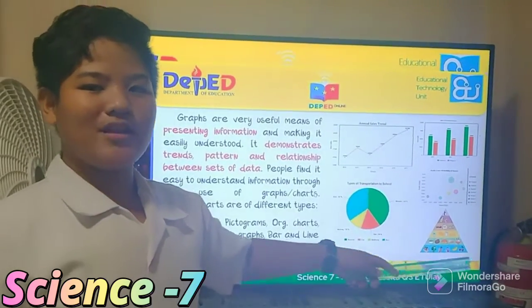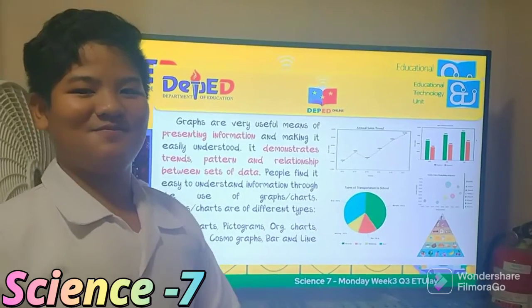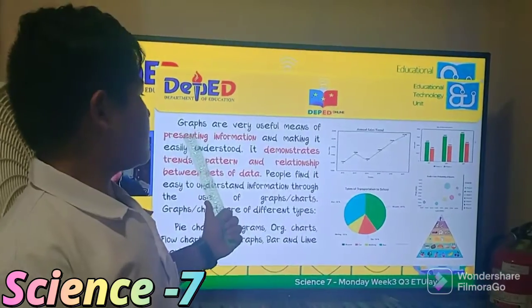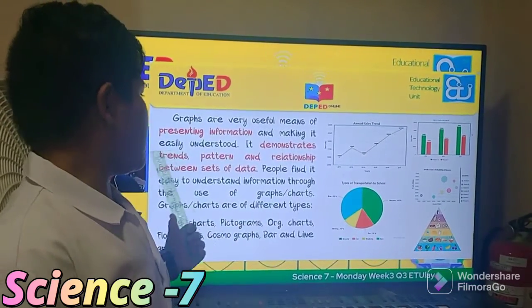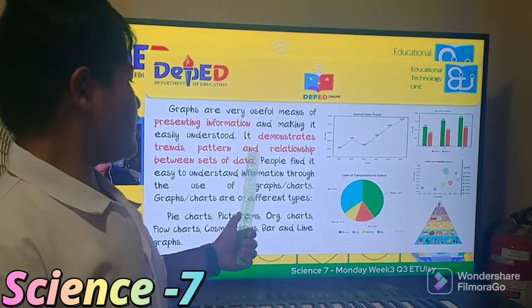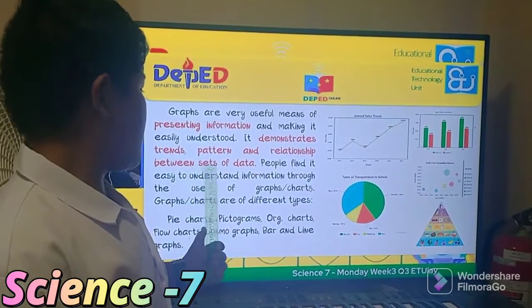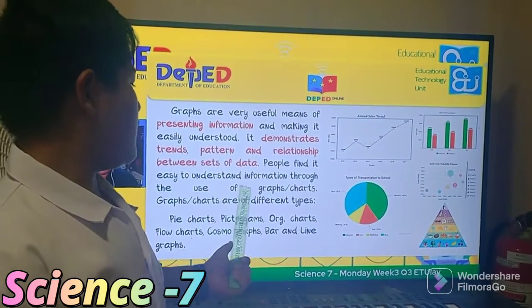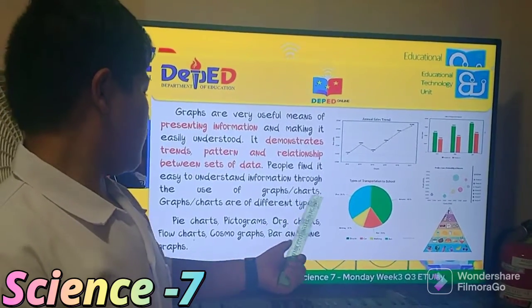Are you familiar with this? These are the graphs. What is a graph? Graphs are very useful means of presenting information and making it easily understood. It demonstrates trend, pattern, and relationship between sets of data. People find it easy to understand information through the use of graphs or charts.